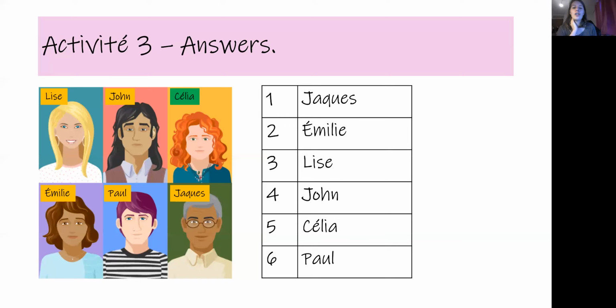Number 5, Celia, okay? Elle a les cheveux roux, roux. So there's only one there with red hair, okay? So you might have been able to figure that one out. Il a les cheveux violets, okay? Violet probably would have given away because it looks like violet, which means purple, and there's only one person there with violet hair, okay?